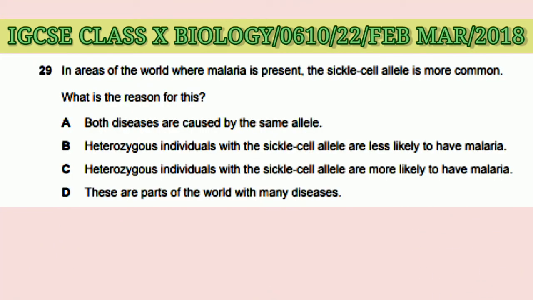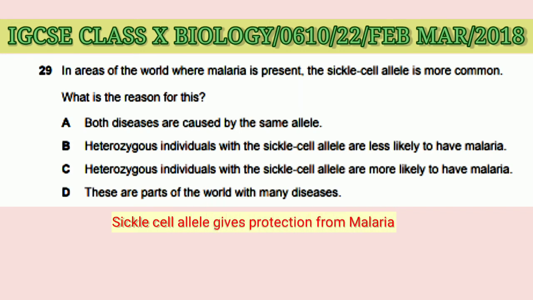Question 29. In areas of the world where malaria is present, the sickle cell allele is more common. What is the reason for this? Before marking the answer, let me explain a few things. Sickle cell allele gives protection from malaria. So we have to keep this in mind. The person can be homozygous dominant. That means the person has both dominant genes. It will not suffer from sickle cell anemia.